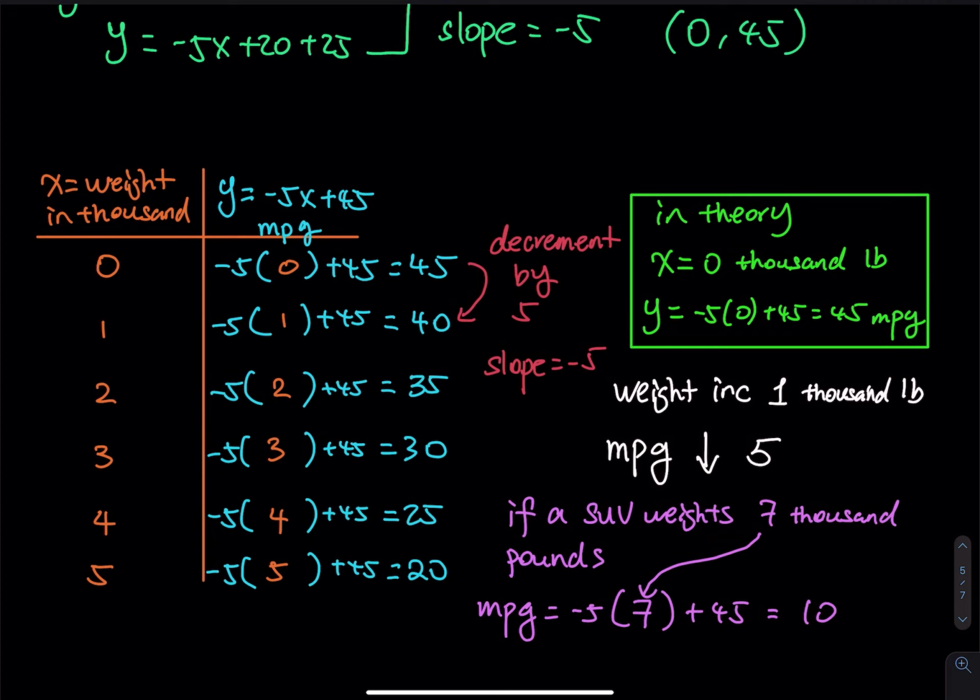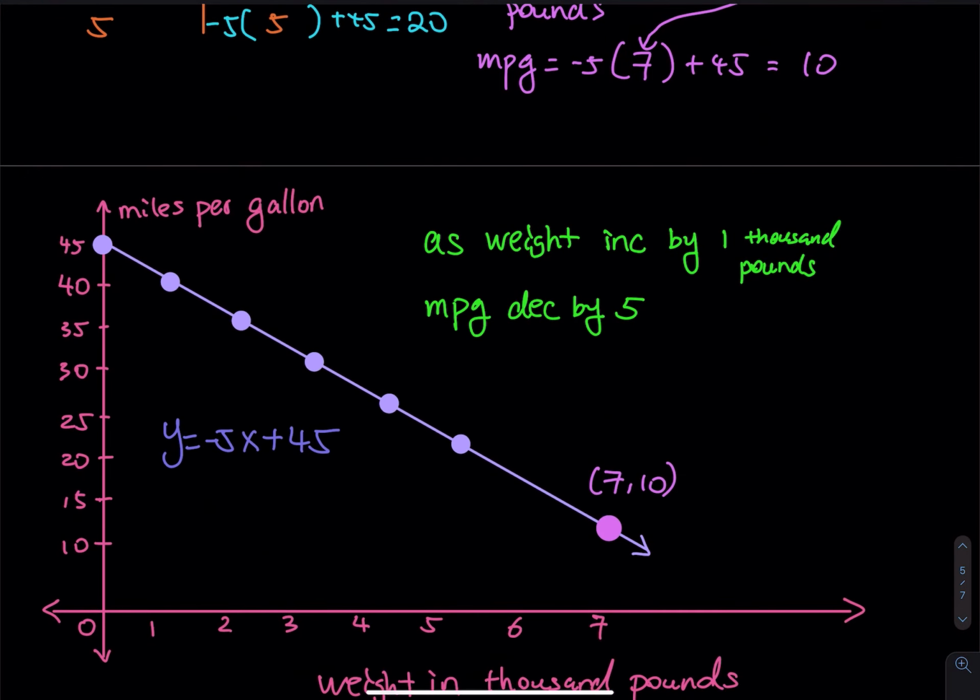Let's take a look at the graph. So on the graph, each dot stands for 1 mpg, right? The first dot you see on the very left side of the graph, when x is equal to 0,000 pounds, the SUV's mpg is 45 miles per gallon. If the car increases by 1,000 pounds, then the fuel consumption is 40 miles per gallon. So you can see that the slope is negative, the line is going downhill.